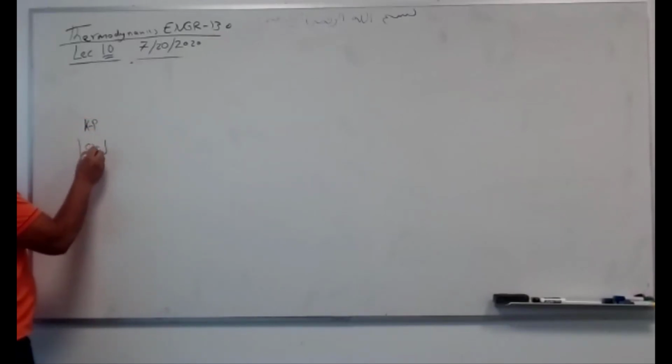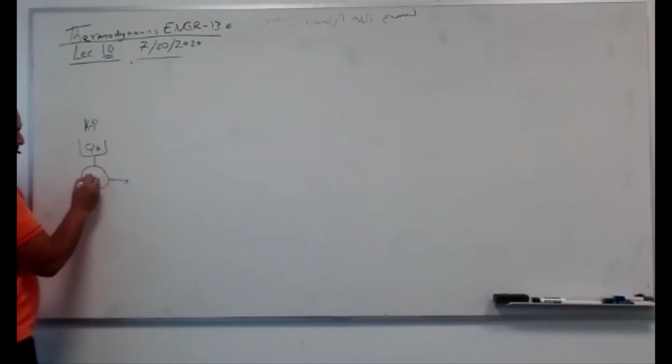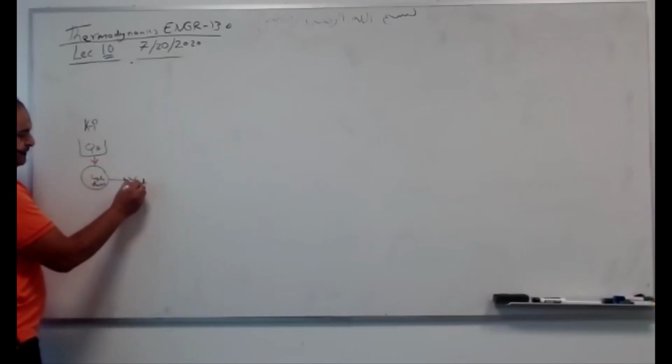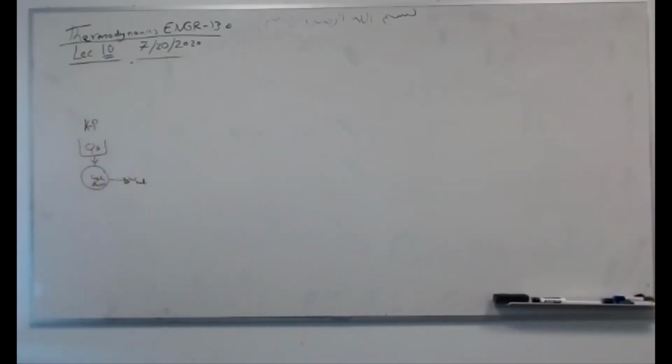You cannot have Q high going into a cycle device, any device, and W coming out. Some energies are non-useful. You need to have the last part. This is impossible. This is what Kelvin Planck said.